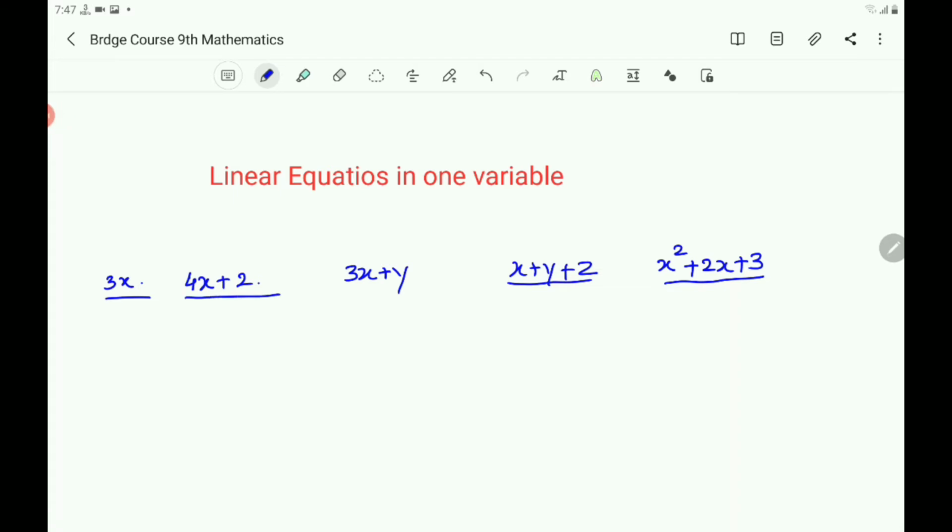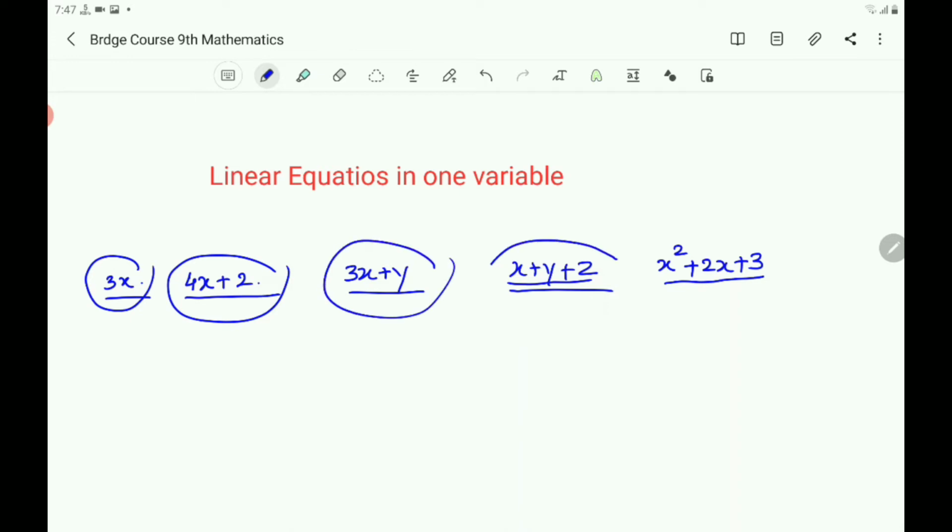3x, 4x plus 2, 3x plus y, x plus y plus z, x square plus 2x plus 3. Here you observe in 3x one variable is there, in 4x plus 2 also one variable is there, but in 3x plus y two variables are there, in x plus y plus z three variables are there, in x square plus 2x plus 3 one variable is there. But here if you observe their highest power, here the highest power of the variable is 2. So this is not linear expression.